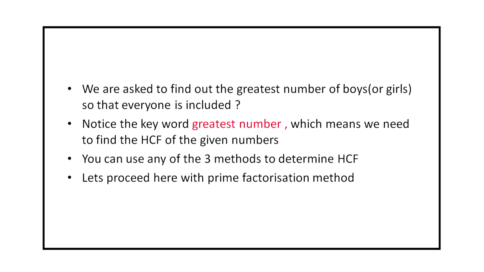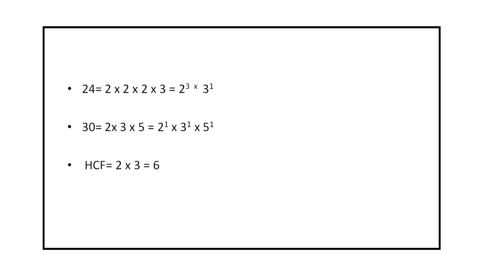As explained just now, any of the three methods can be used to determine the HCF. Let's proceed with the prime factorization method. 24 can be expressed as 2 into 2 into 2 into 3, and when written in exponential form, it becomes 2 raised to 3 into 3 raised to 1.